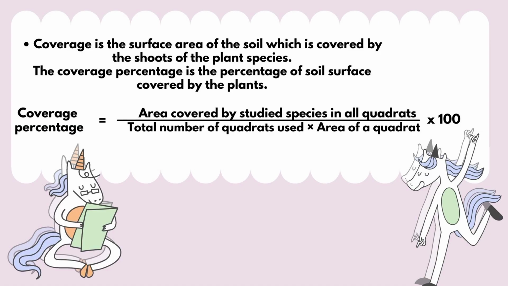Other than that, quadrant sampling technique can also estimate coverage. Coverage, what is that? Coverage is the surface area of the soil which is covered by the shoots of the plant species. The coverage percentage is the percentage of soil surface covered by the plants. And the formula for coverage percentage is area covered by studied species in all quadrants over total number of quadrants used multiplied by area of a quadrant, multiplied by 100.